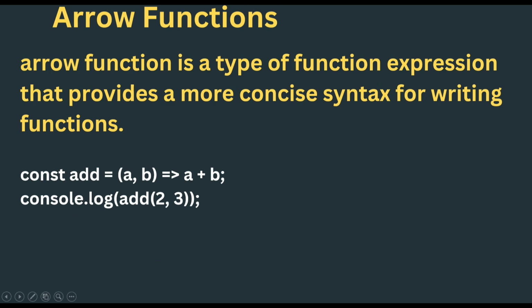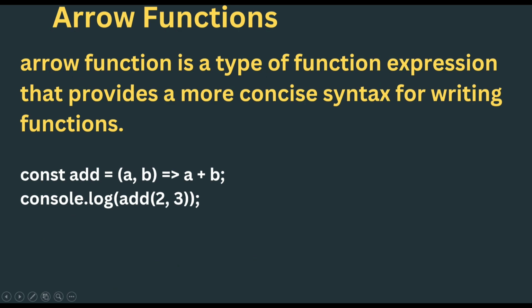The constant add, we apply an arrow function a plus b, called with 2 comma 3. The output of this is 5. This is all about arrow function. Next, we move on to destructuring.